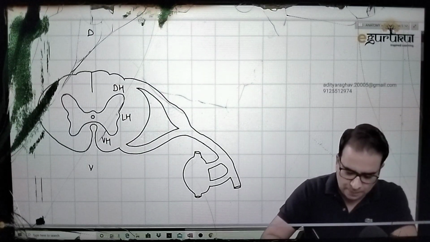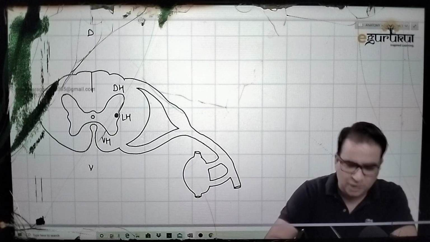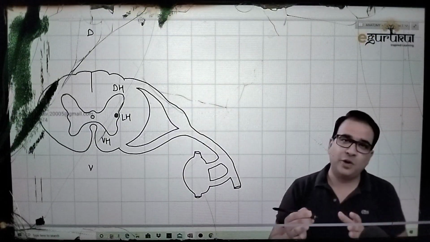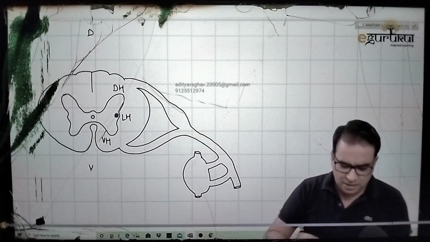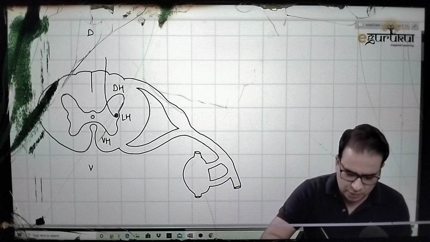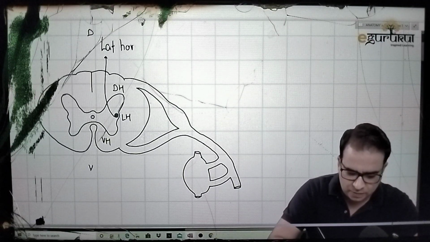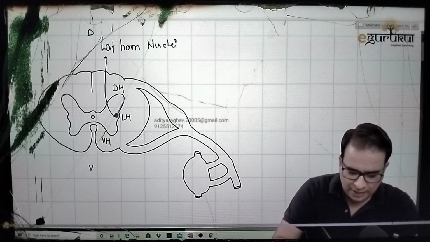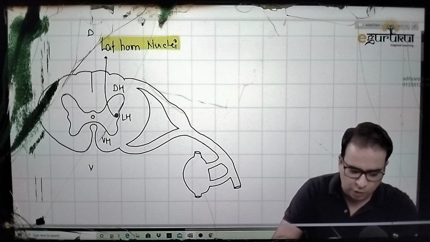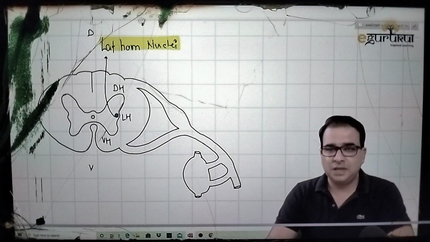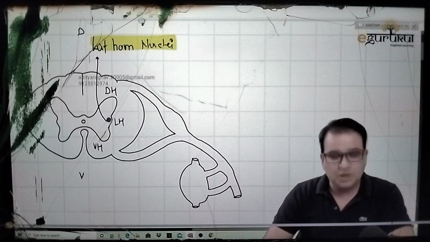In this lateral horn, we have a set of nuclei present here. We simply call it the lateral horn nuclei, although we have two parts of the lateral horn nuclei called the intermediolateral and intermediomedial, but we don't have to go into that detail. This is the lateral horn nuclei, and needless to say, it is autonomic. So it will give rise to the sympathetic as well as the parasympathetic neurons. The preganglionic sympathetic or parasympathetic neuron depends upon where we are looking.